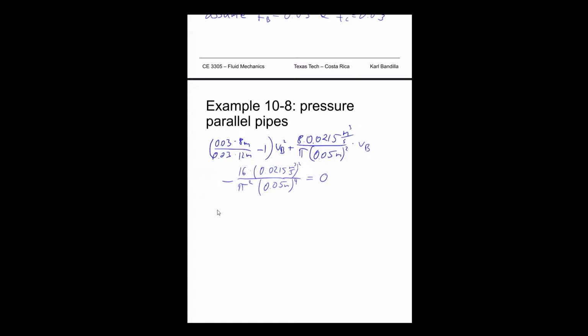Now we can throw that into a solver, and that will tell us that the physically correct answer is VB is equal to 6.0280109 meters per second. All right, cool. So now we have VB.